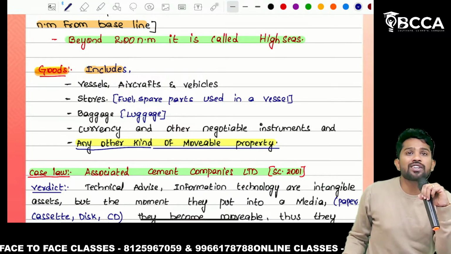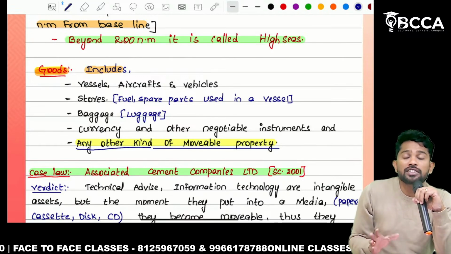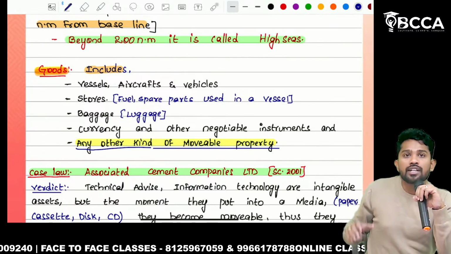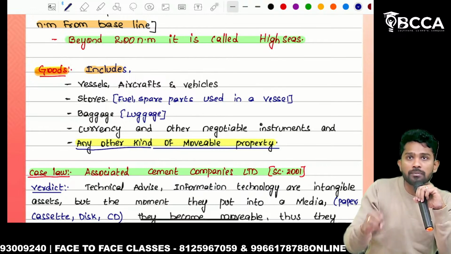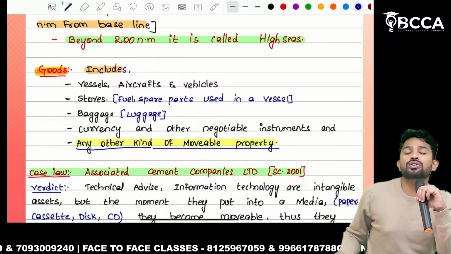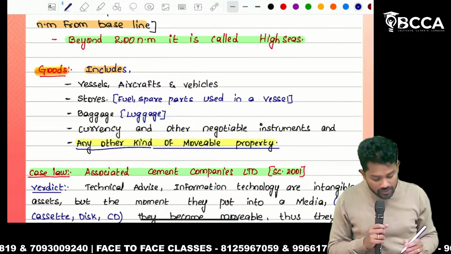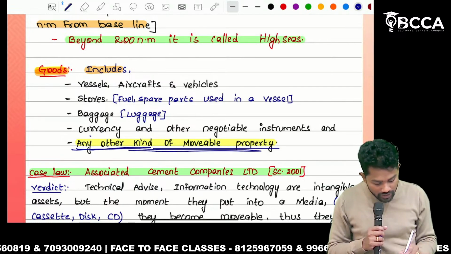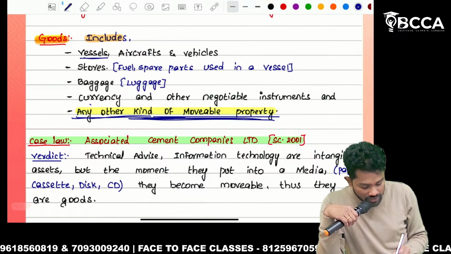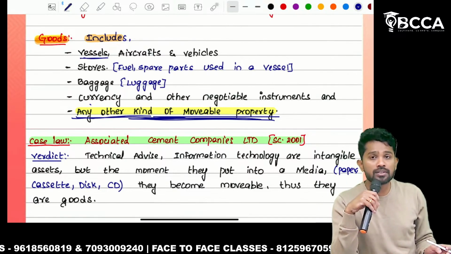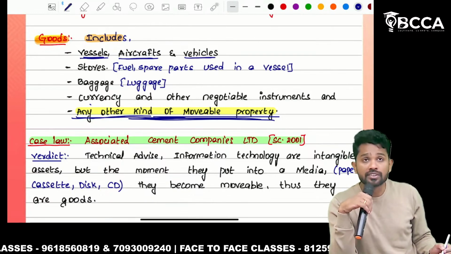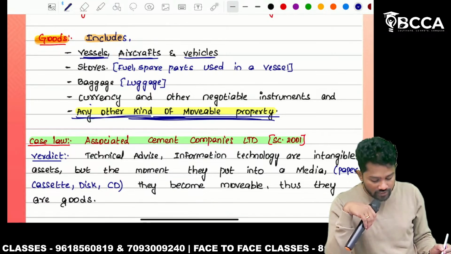No, right? So they have given certain important ones which they think may be misunderstood and may not be treated as goods. That's why, to give specific importance to them, certain items have been mentioned as goods. The others are also goods, even though not specifically mentioned; they will be covered under any other kind of movable property. So now see, goods includes vessels. Vessels means ships, boats. Aircrafts and vehicles.